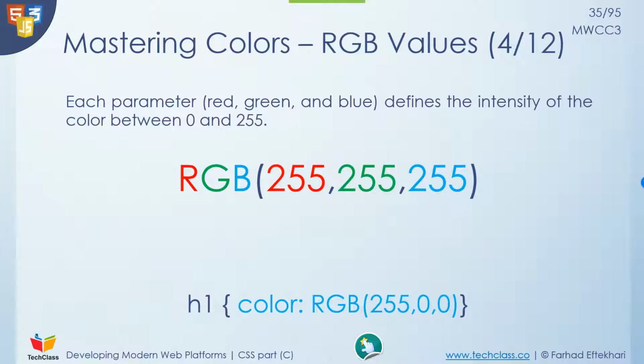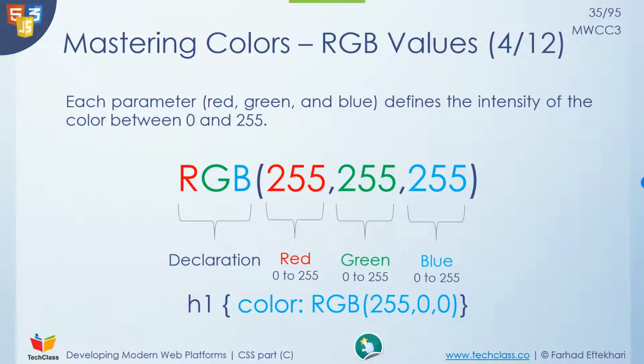Alright, now let's describe what these RGB values are. Each parameter in red, green, and blue defines the intensity of the color between 0 and 255. So here is a declaration where, for instance, color and then RGB means that we are using this method in order to make that color. The first number would be the red intensity, the other one would be green, and the last one would be blue. And here's also the example.